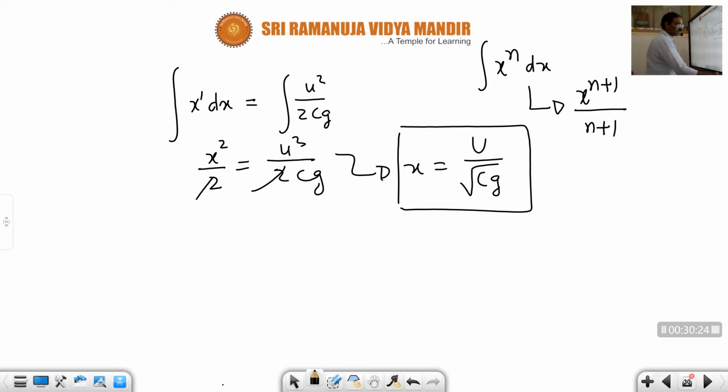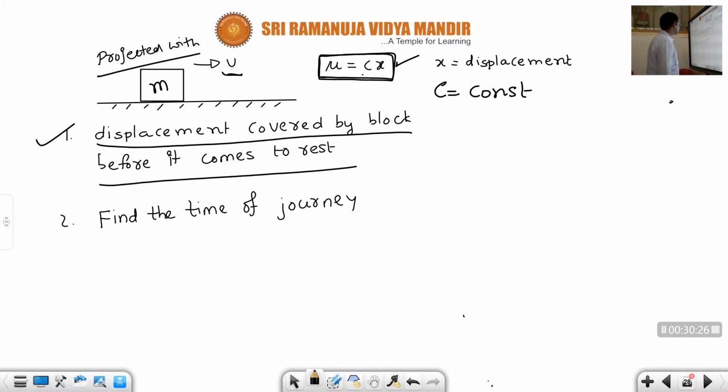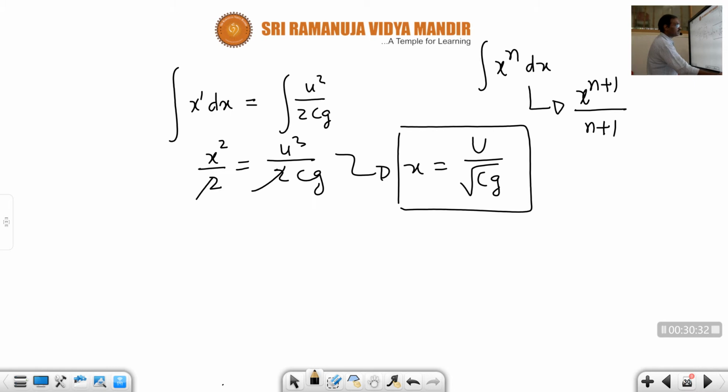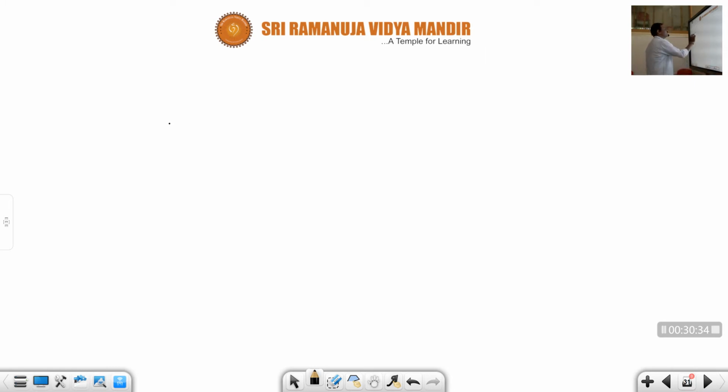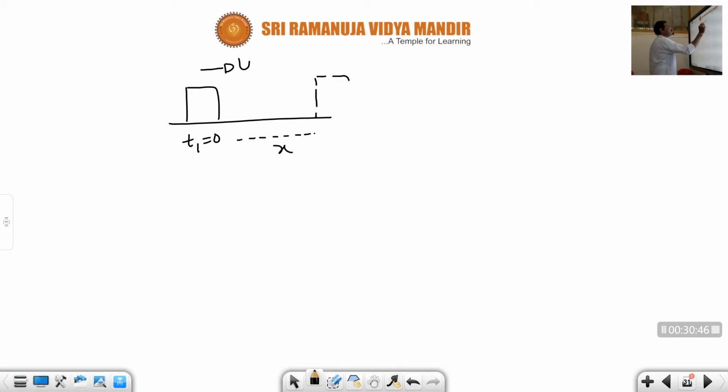Now coming to the second question, what is asked? Find the time of the journey. You can take the time of journey here. The time of journey means the block has a velocity at time t1 equal to 0. It has a velocity u, and by traveling x distance, its velocity becomes 0. It comes to rest. This time t2 is equal to t. This is what we are calling the time of journey.